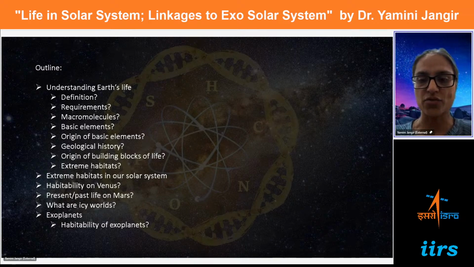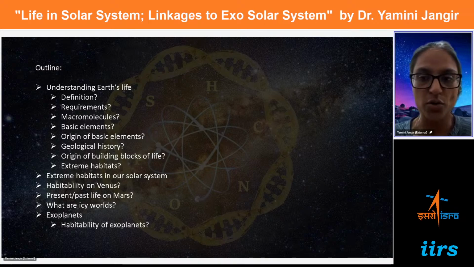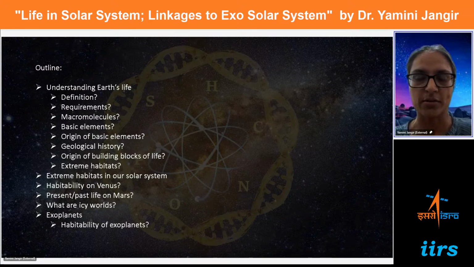So, what are extreme habitats? Sometimes it's very hot, sometimes it's very, very cold, very high pressure, low pressure, no nutrients. So, can microbes or life on Earth survive in these extreme habitats? And going on from there, are there extreme habitats present in our solar system?